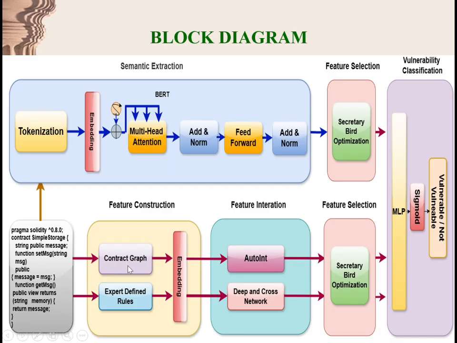Then followed by the feature construction process, which consists of contract graph and expert defined patterns, and then followed by feature interaction, which consists of AutoInt and deep and cross network for interacting with the features, and then again a feature selection for the extracted interaction features using hybrid secretary bird optimization. Finally the vulnerability classification is applied using a deep learning model, multi-layer perceptron, which uses a sigmoid function to classify whether the smart contract is vulnerable or not.